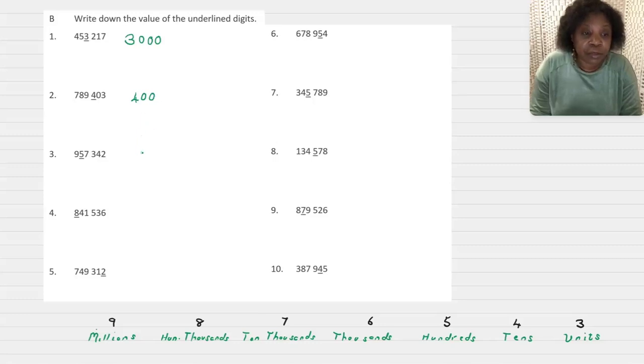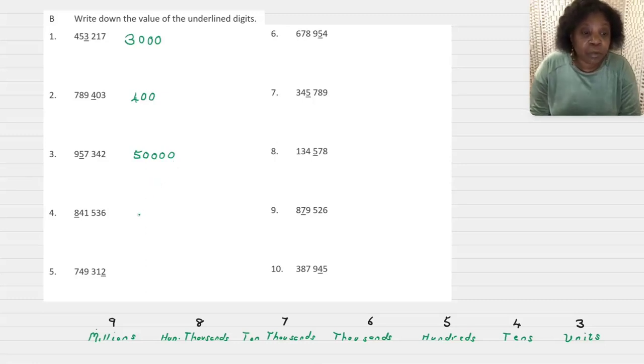And then we come to question 3. The number we have is 957,342. The digit underlined is the number 5, and the value of the 5 is 50,000. So we're going to write 50,000. And this will be 5 with 4 zeros.